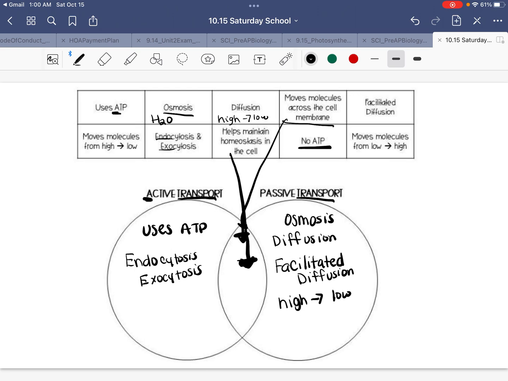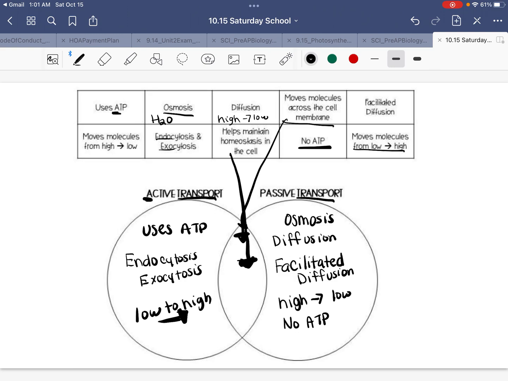No ATP, so no energy, would be passive. No más se pasa. No energy is required. And lastly, particles from low to high. This is your active transport, because you're going into the crowd. Imagine having to push yourself to get to the front of a stage at a concert. A lot of energy wasted.